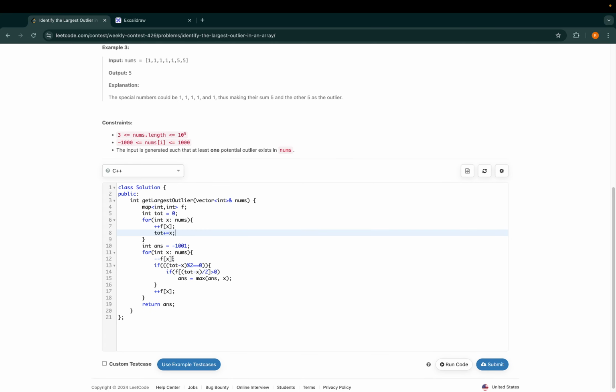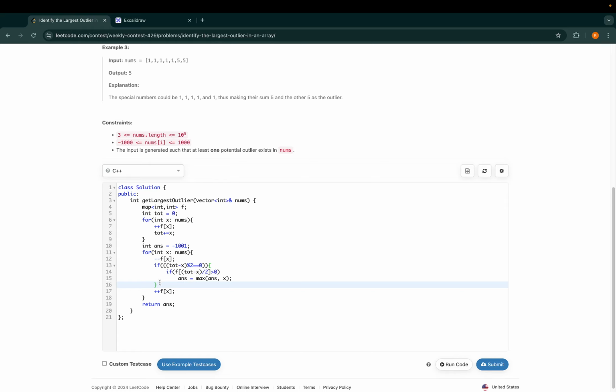Now let's assume that x is the outlier, so I'll just straight up subtract that from the frequency map, saying that okay, I don't want to bother with the outlier's frequency in the map, so I'll just subtract it by 1. Then I check that if this sum is divisible by 2 and this frequency is positive, that means there's at least one element which is equal to the sum of these numbers, right? So if it is, then answer is just max of answer comma the outlier, which is x.